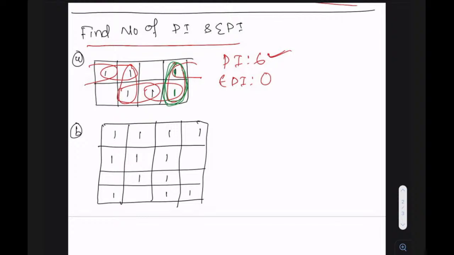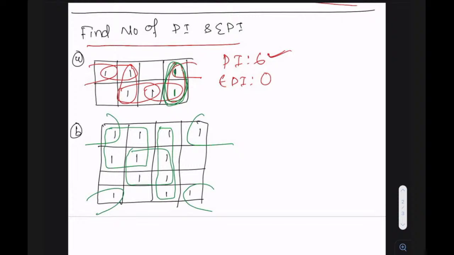So tell me now, for the second case, how many PI and how many EPI do you have? First, you should try grouping. An octet is not possible, so I'm making a quad. This is one quad possible. This is one more quad possible, 2. This is one more quad possible, 3. And with all the diagonal, this is one more quad possible, 4. So you can see a total of 4 are possible.